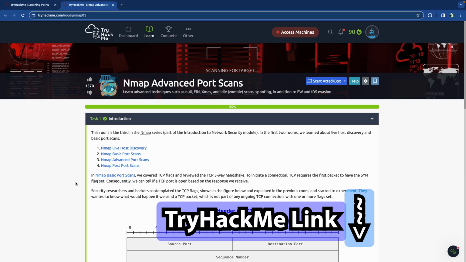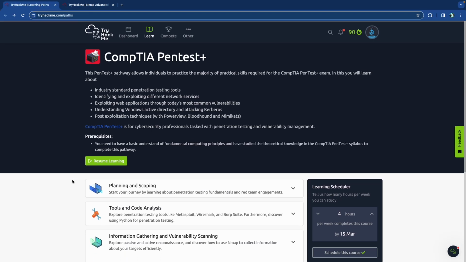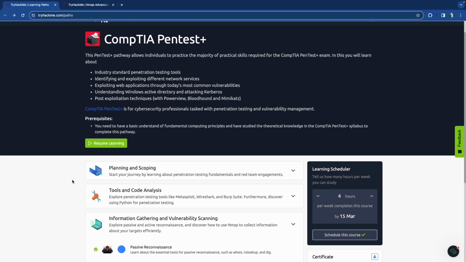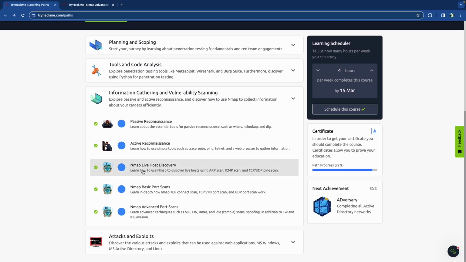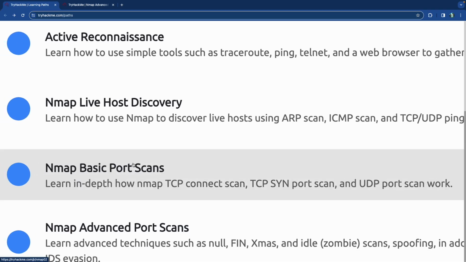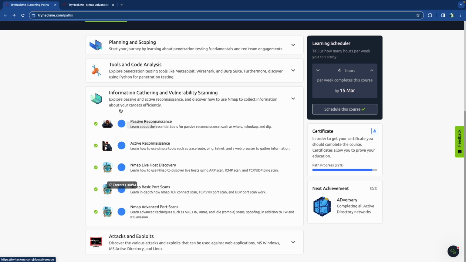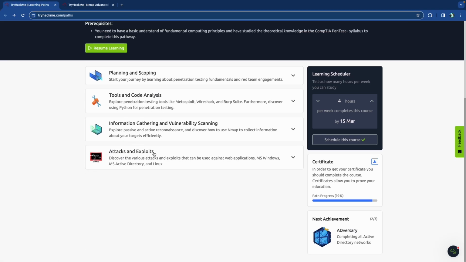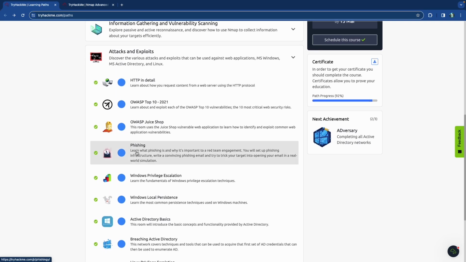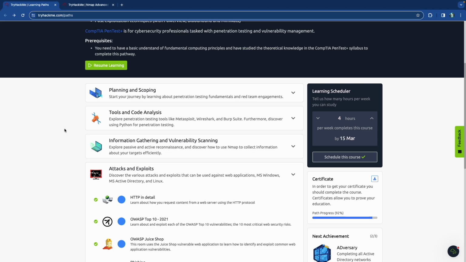And this is a part of the PenTest Plus pathway on TryHackMe, and we've already done Nmap Live Host Discovery, basic port scans, and today we're going to be doing the advanced port scans. And then that'll be it for info gathering and vulnerability scanning. And then we're going to go into attacks and exploits, which is a pretty long set of exercises.